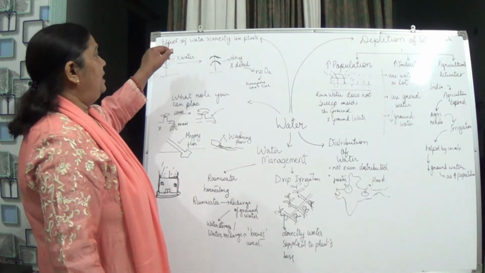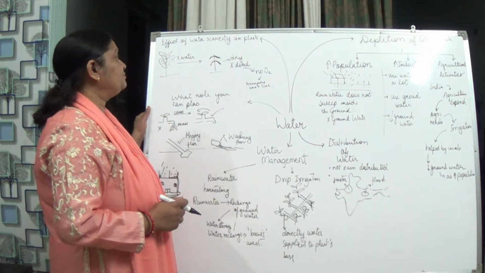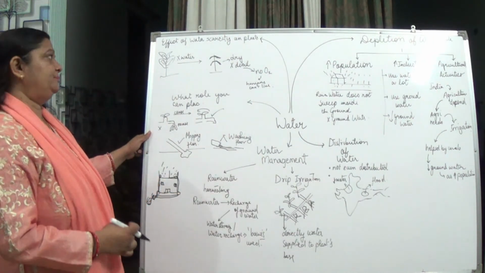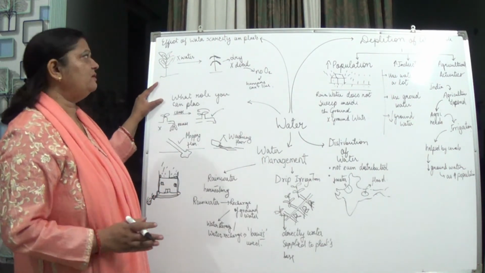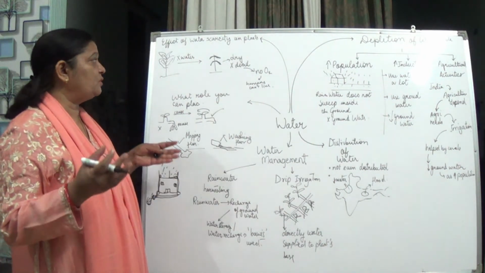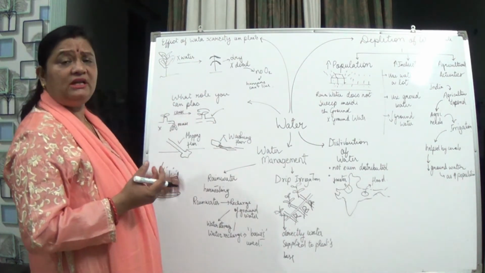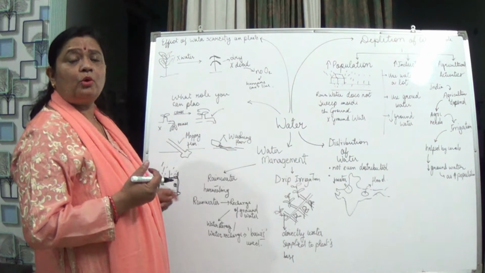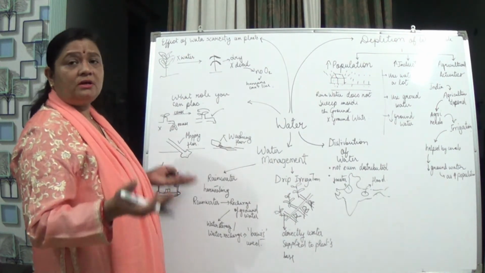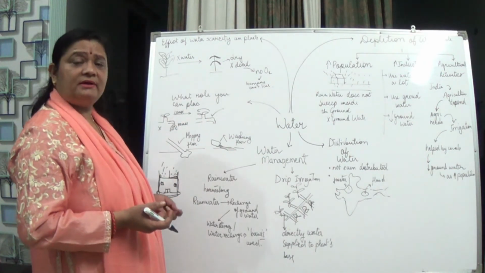Now, next is the effect of water scarcity on plants. If plants don't get water, then what will happen? Naturally, if the plants are not getting water, they totally dry up. Photosynthesis also becomes very difficult, isn't it? Because in photosynthesis we need water. These plants need water to grow, to prepare their food. But it is not getting water. Naturally, what is happening here? It will dry up and it will die.